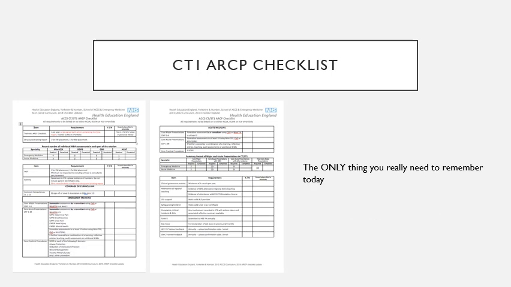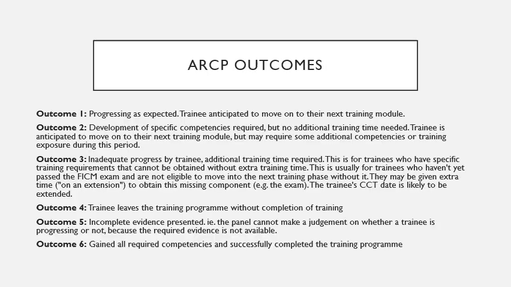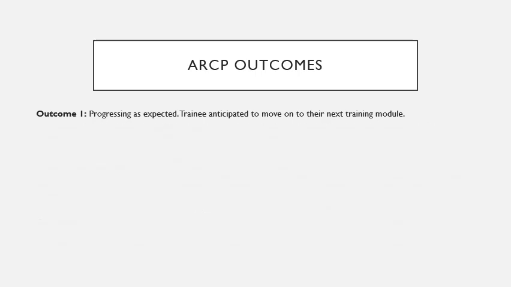Your main guide for the year is your ARCP CT1 checklist. It has everything listed that you need to present to your ARCP panel at the end of the year so that you can progress onwards. So these are the ARCP outcomes that you're aiming for, and you're aiming for an outcome 1. This is awarded if the ARCP panel are happy that you're progressing as expected and means you can move on to your CT2 year next August.